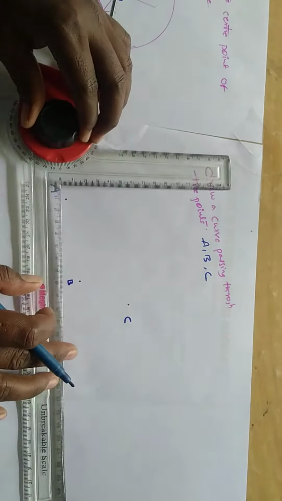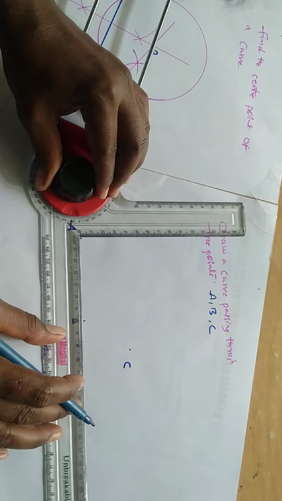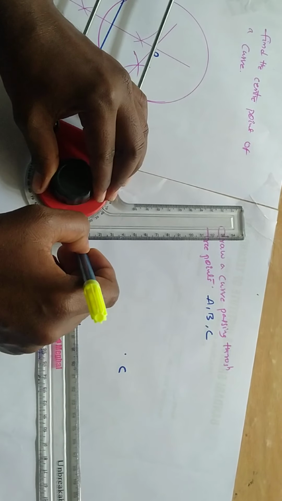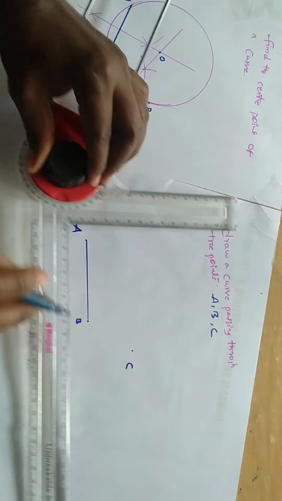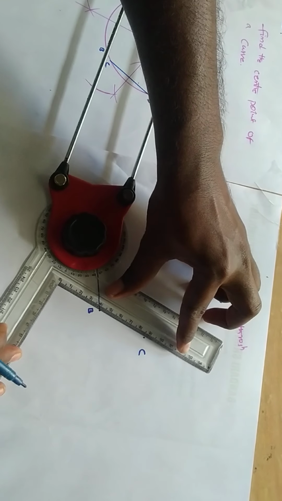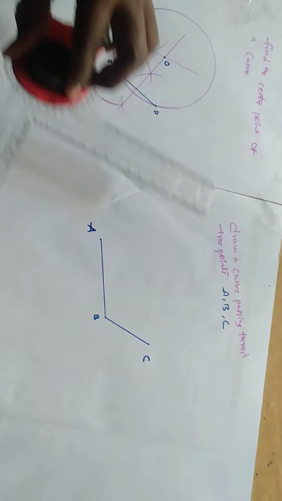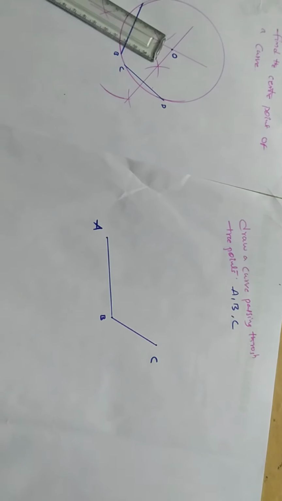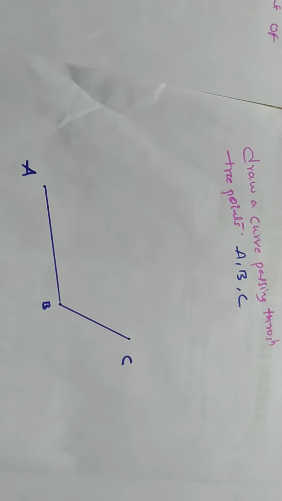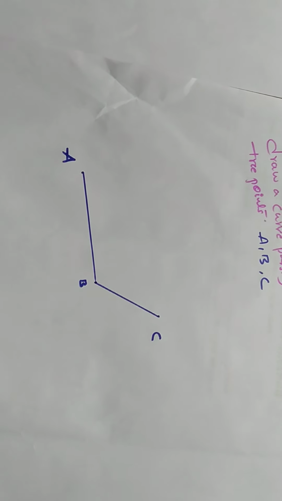Before that you have to join AB and then join BC. Again, you have to bisect AB and BC.